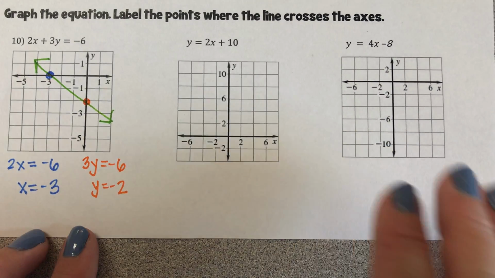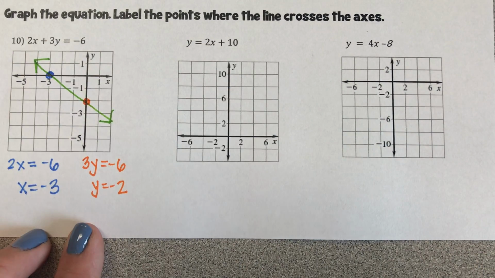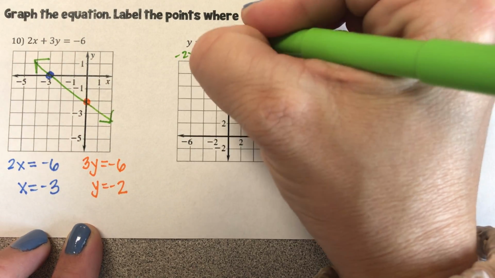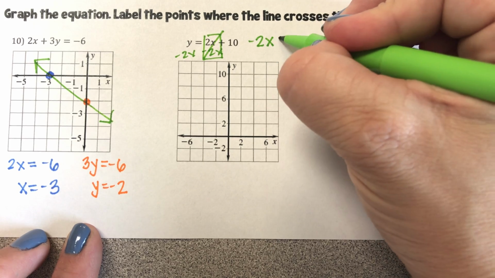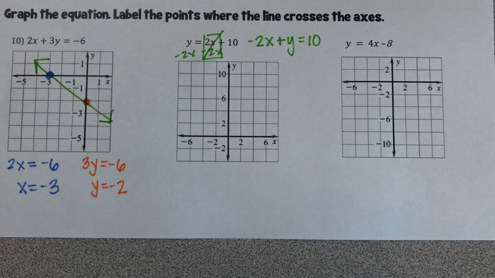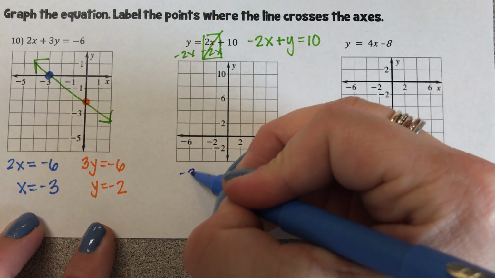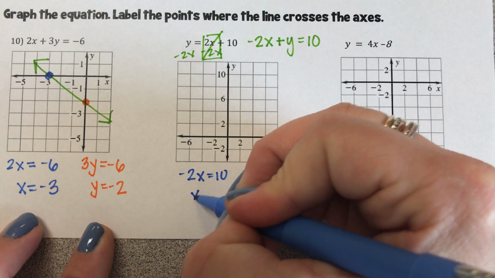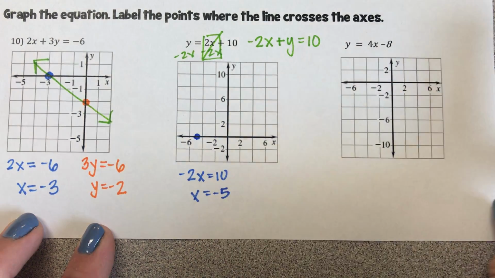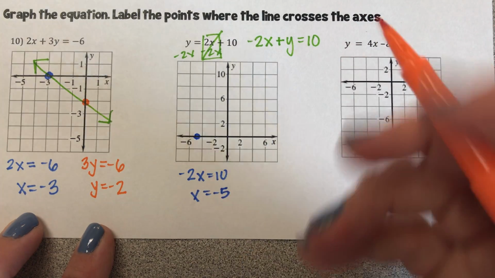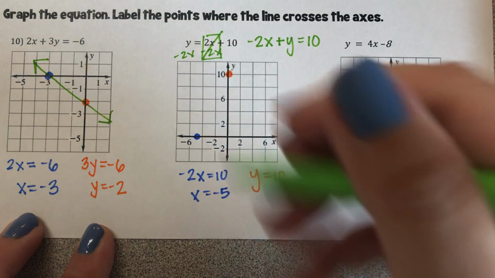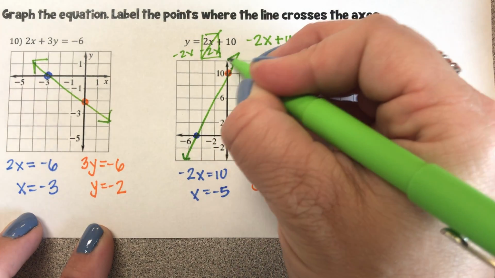Okay, on this next one, it's not written in standard form. So I'm going to subtract 2 x's from both sides because I want these to cancel. So negative 2x plus y equals 10. So now when I go to find the x-intercept, negative 2x is 10, which means x is negative 5, which would be right here. And when I go to find my y-intercept, x is 0, so y is 10. Right there, connect the line, and I'm done.